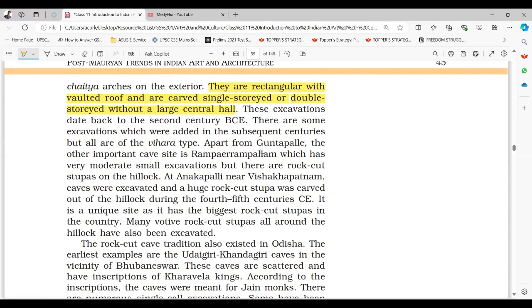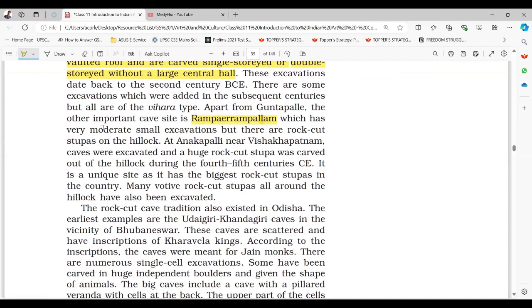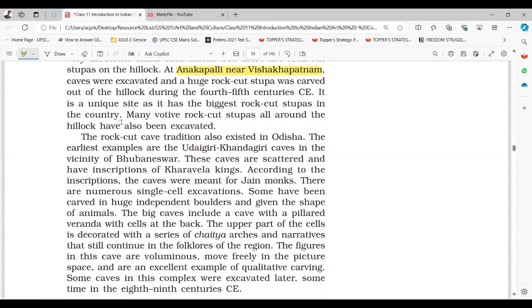Apart from Gundepalli, the other important site is Ramatirtham, which has very moderate small excavations, but there are rock cut stupas on the hillock. At Anakapalli near Vishakhapatnam, caves were excavated and a huge rock cut stupa was carved out of the hillock during the 4th 5th century CE. It is a unique site as the biggest rock cut stupas in the country. Many votive rock cut stupas all around the hillock have also been excavated.